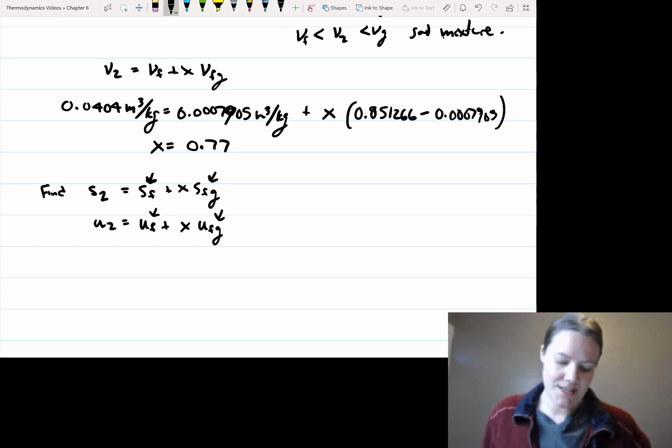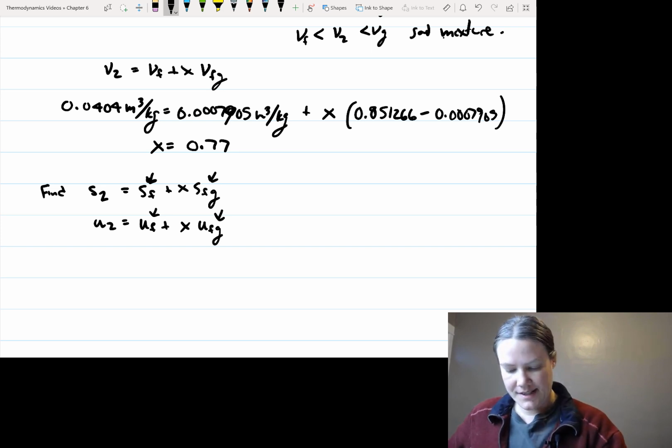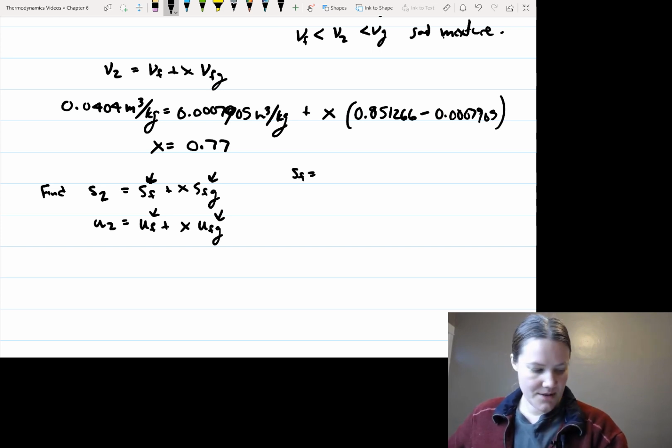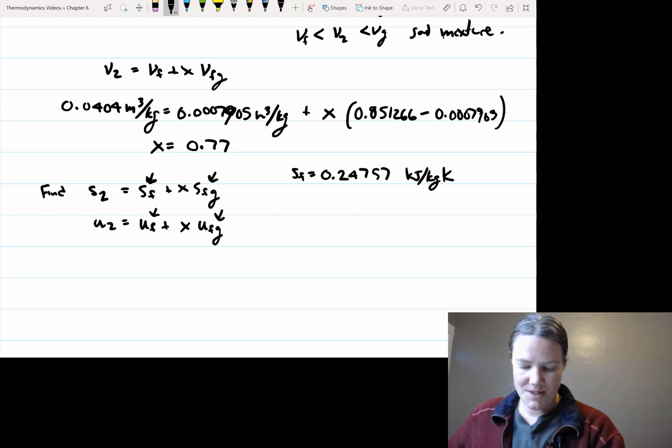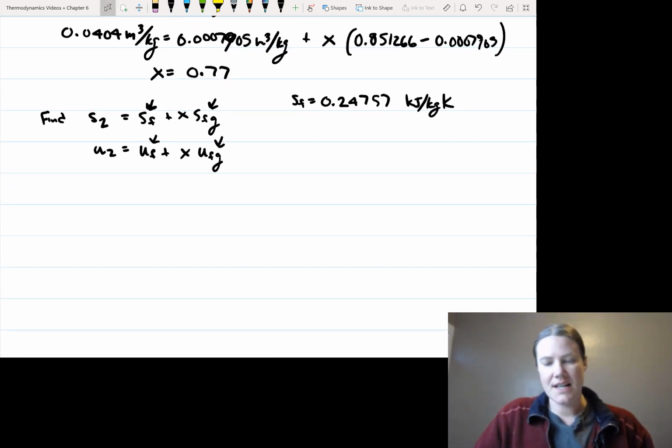We know the quality now, so we can solve these equations for the entropy and the internal energy at state 2. Just as an example, S_f is equal to 0.24757 kilojoules per kilogram Kelvin. I'm not going to write all of these down, but I recommend that you look them up and verify that you're getting the same numbers I am. And if you get different numbers and you're sure that you're right, then there's a chance I could be wrong.